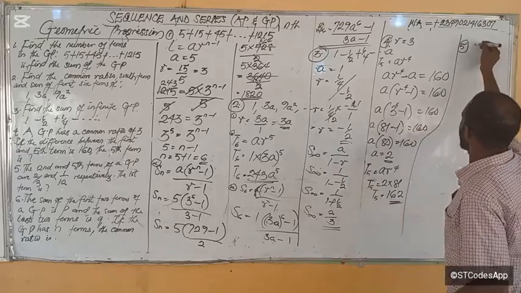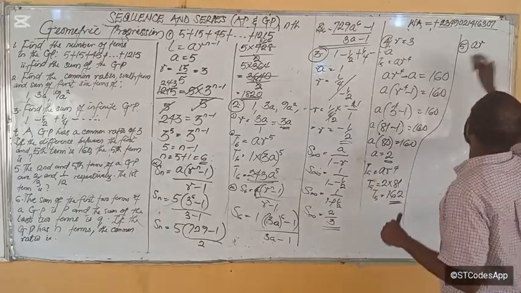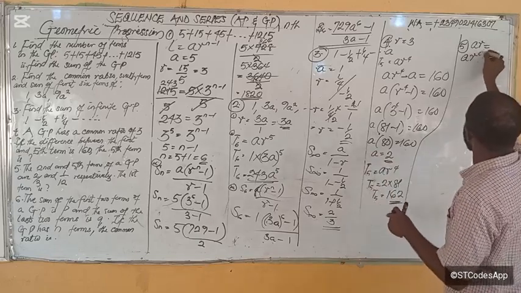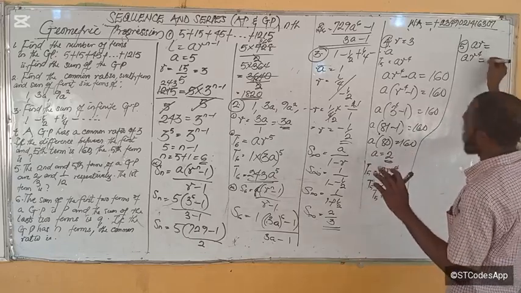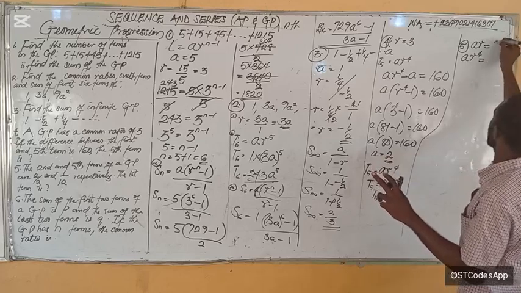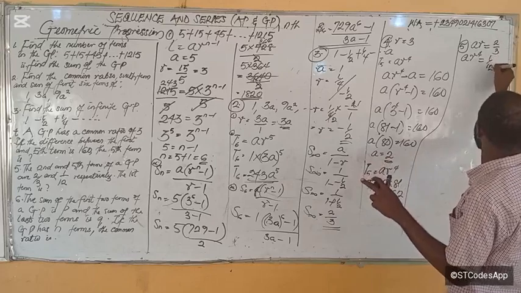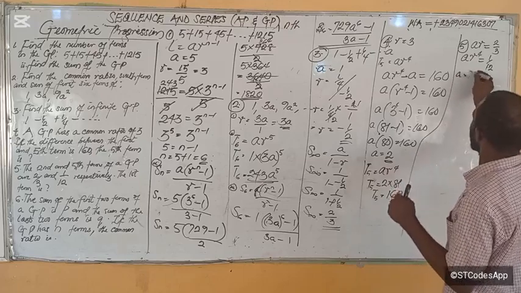What's the second term of the GP? AR. Makes sense that AR is power 1, right? The second and the fifth term is AR to the power 4. Is that clear? So the second term is 2 over 3, and the fifth term is 1 over 12, respectively. The first term is what? What is A? That's what we're looking for.